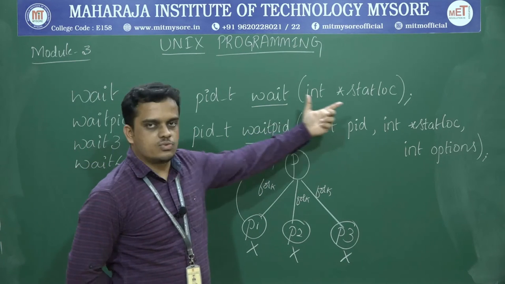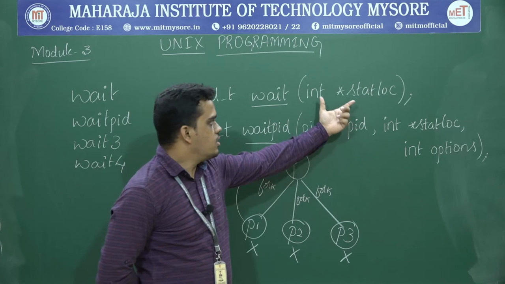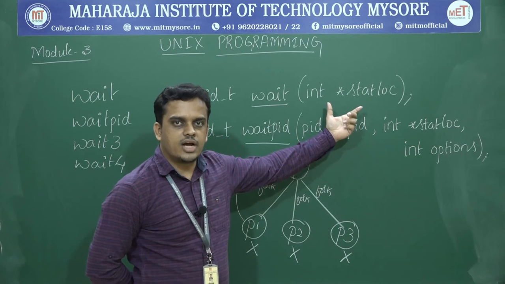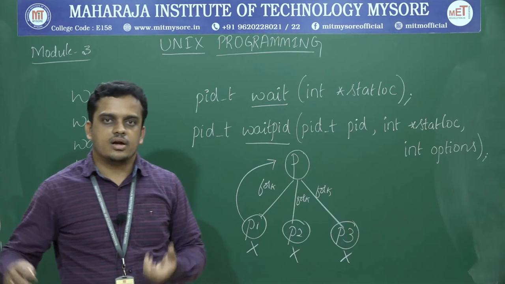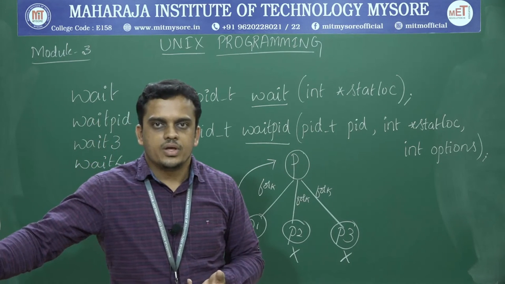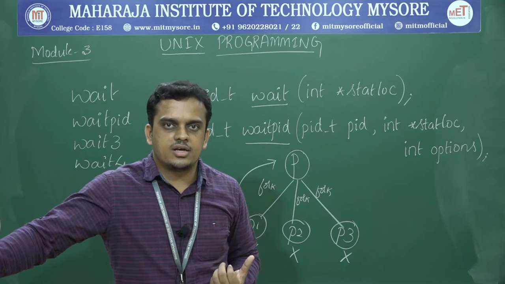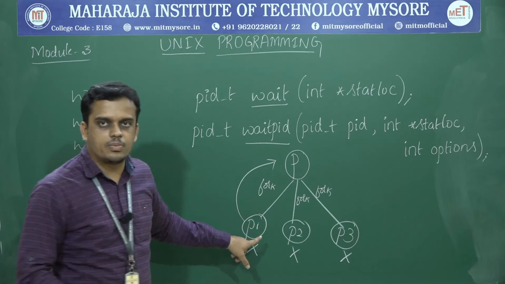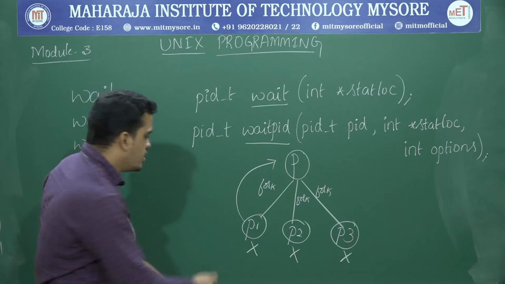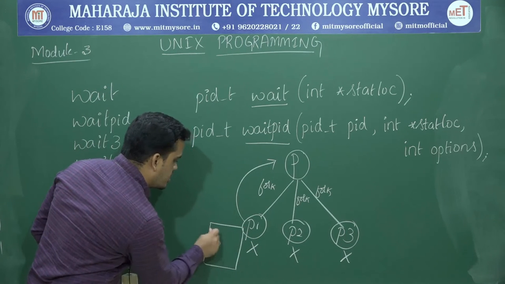This wait function takes only one argument, that is the pointer towards the status location, which contains the address in which the termination status is stored. For example, if I consider process P1 has been terminated, its termination status will be generated by the kernel.